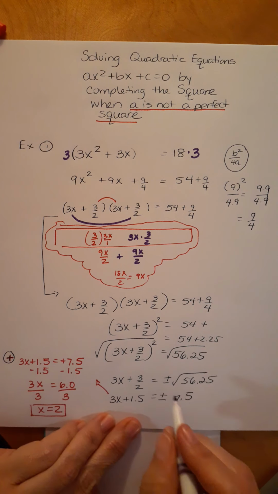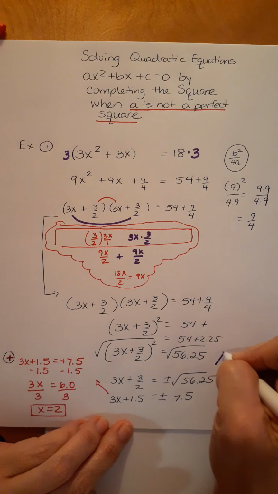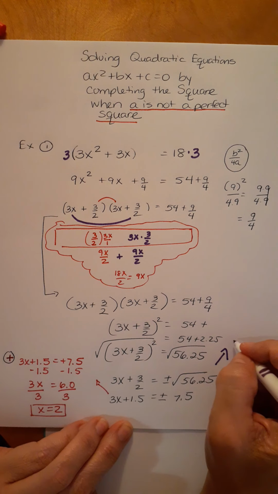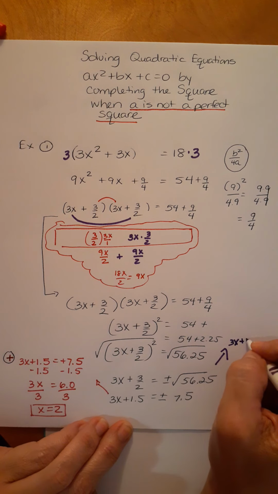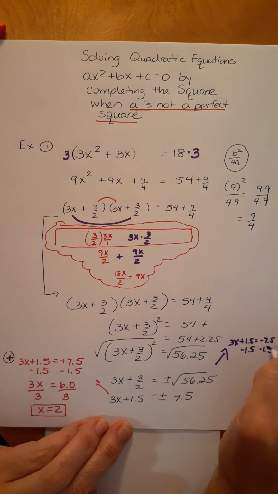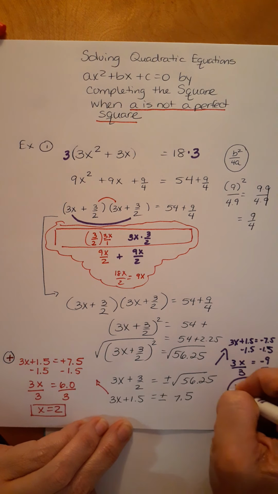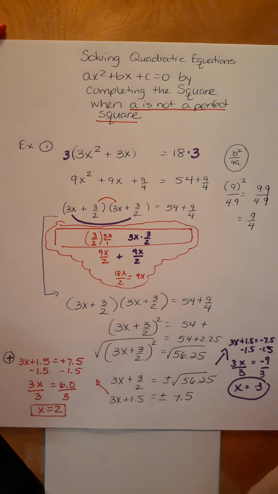Well, if we have the negative side of it, I'm going to do this over here. We would get 3x plus 1.5 equals negative 7.5. So when I subtract 1.5, I get 3x equals negative 9, which when I divide by 3, wow, that's pretty easy. See how ugly that thing looks? A lot of decimals, fractions, and everything. And it just turns out it has two solutions. X is equal to 2 or x is equal to negative 3.